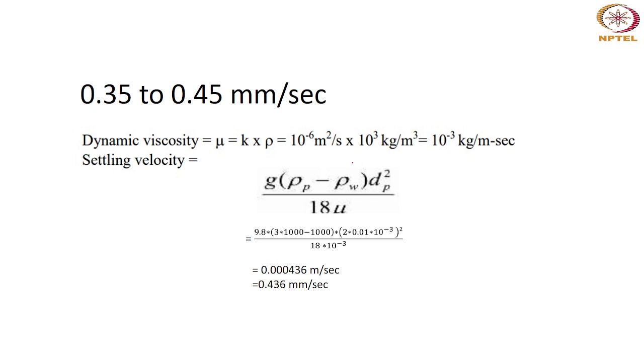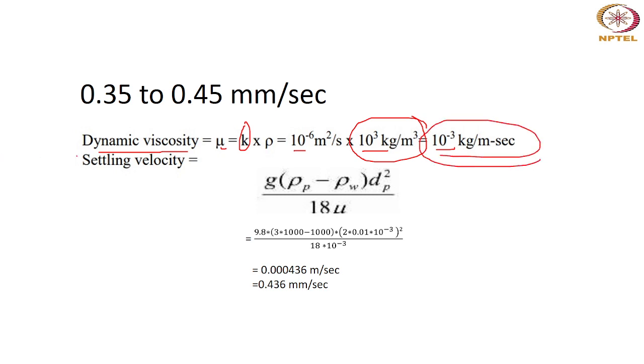In Reynolds number, in case of Stokes law, we use the dynamic viscosity, not kinematic viscosity, and this is mu. This is kinematic viscosity multiplied by the rho, the density of your liquid or water, whatever is your liquid. In the last question, it was water. Here also, it is water only. So the kinematic viscosity was 10 to the power minus 6 meters square per second multiplied by 10 to the power 3 kg per meter cube. This is the density of water, and I'm getting 10 to the power minus 3 kg per meter second. So this is the unit for dynamic viscosity.